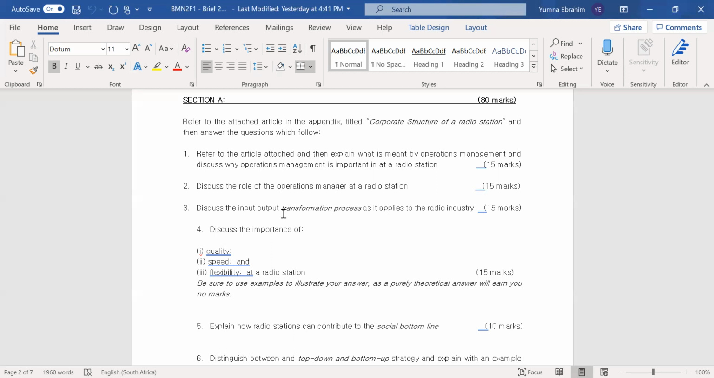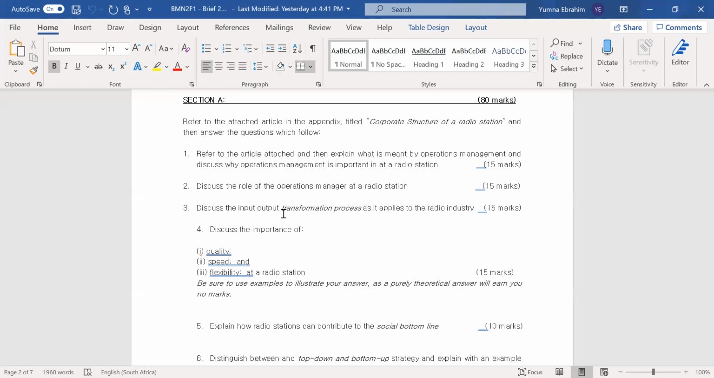Okay. The next section then talks about the importance of quality, speed, and flexibility. Now, this theory is covered on page 29 onwards in chapter 2.